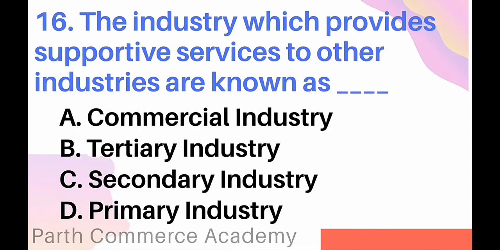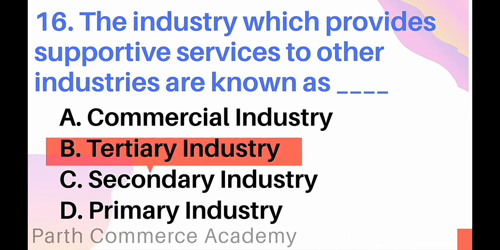Next is, the industry which provides supportive services to other industries is known as commercial industry, tertiary industry, secondary industry, or primary industry. So we know that when we are talking about supportive services, it is none other than tertiary industry only. So here the answer is option B, tertiary industry.